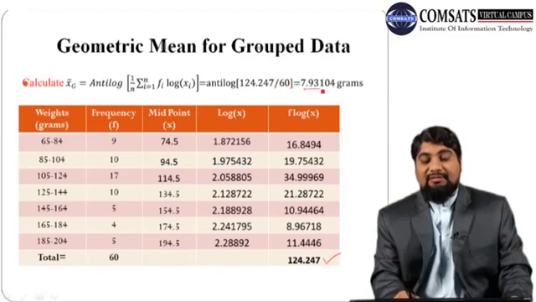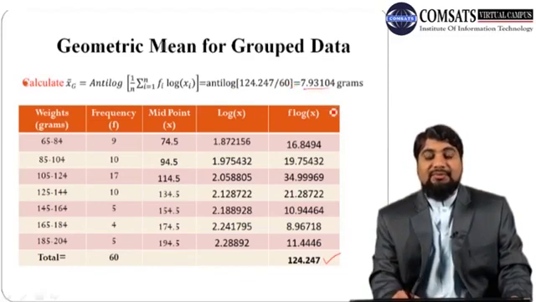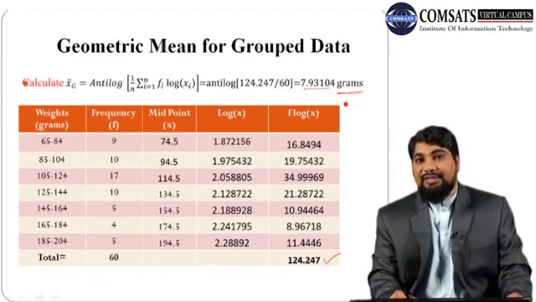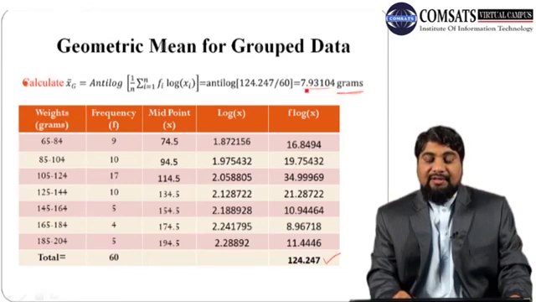So you get 7.93104. And since the unit which is given in the question was gram, don't forget to mention the unit. So always mention the unit which is stated in the question. So it means the average weight is 7.93104 grams. So this is how to calculate geometric mean for the grouped data.